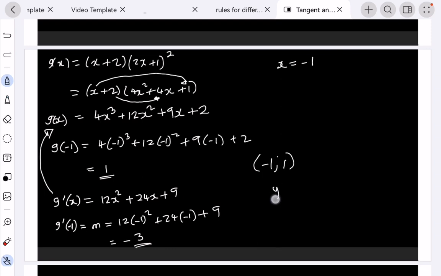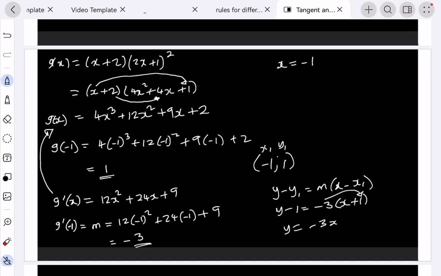How now can I get my equation for the tangent? Because I see x1 and y1 are here. So y1 is plus 1, gradient is minus 3, x1 is minus 1. Then my answer will be minus 3x. This is minus 3, but if I take 1 also, the other side will be plus 1, so this is minus 2. That's my answer. I hope that's clear. Minus 3x minus 2.